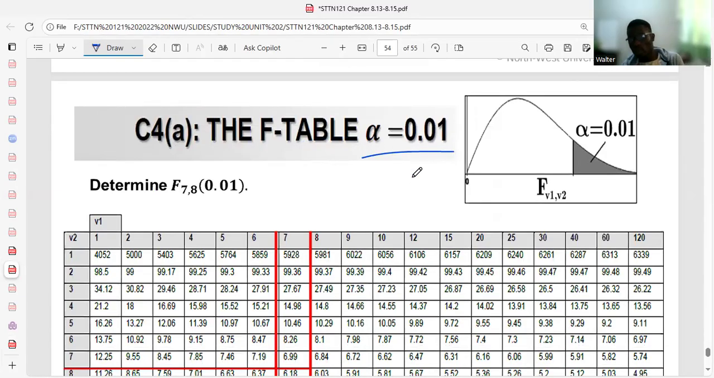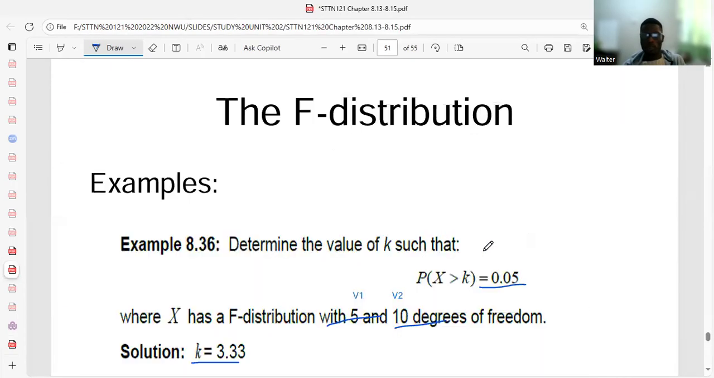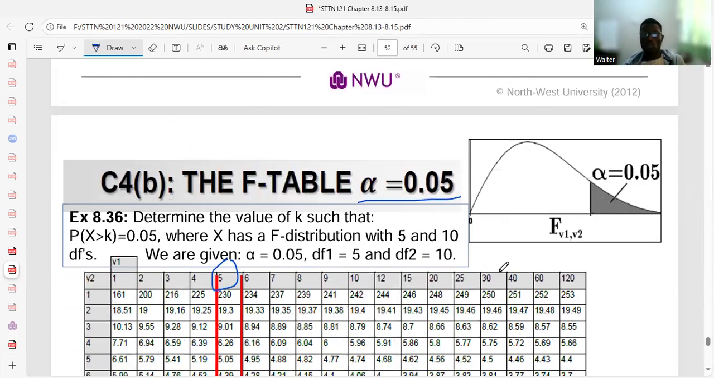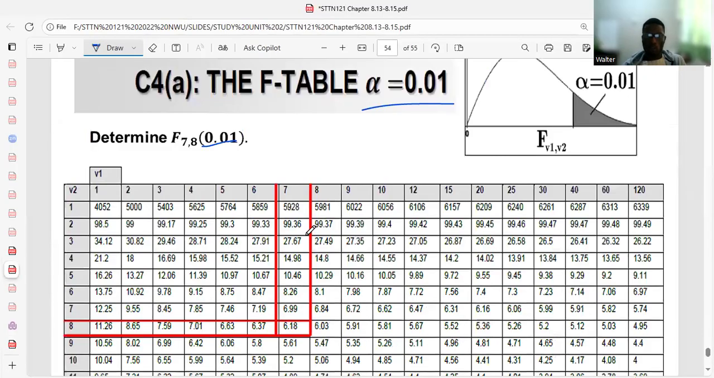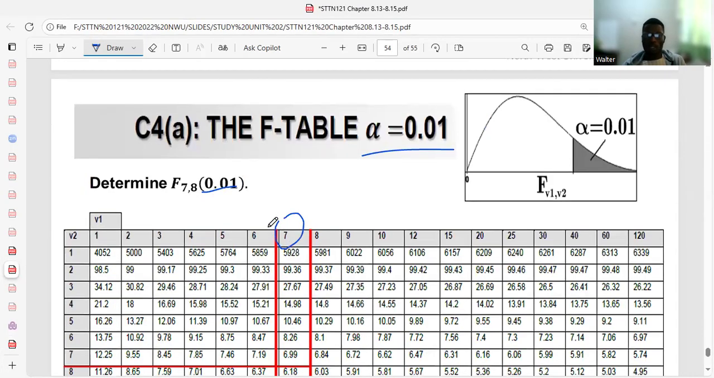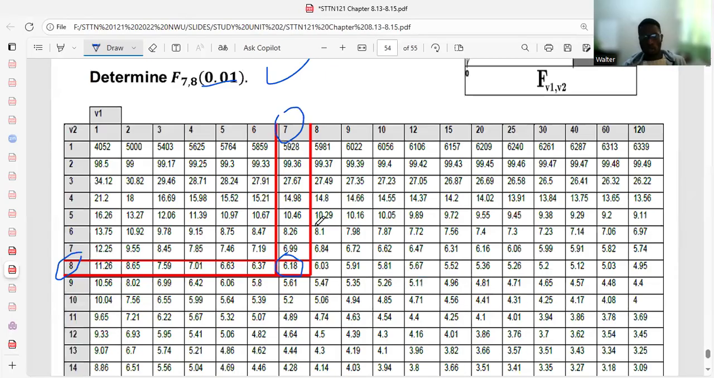Remember, guys, F distribution table, you have two tables. It's either 0,01 or 0,05. How do you see that? You need to find the one for the 0,01 and 0,05. They will give you something like this. This one is for 0,01. The previous one was for 0,05. You see, 0,05. You want to go to the table. So V1 is 7, V2 is 8. This is 7 for V1, and V2 is 8. And then they correspond where? At 6,18. You see? Then you are done.